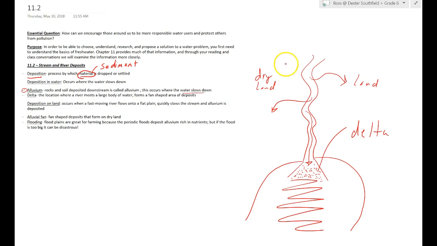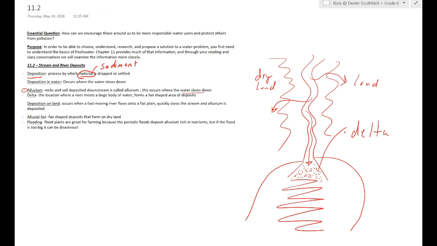This dry land area right next to it, that's in the floodplain, is actually really good farmland, because it will flood periodically. It's going to drop off a lot of that really rich dirt, and as that dirt gets dropped off, it becomes really, really good quality soil. That's why the Nile River has been great farmland on either side of the river for thousands of years, because the Nile will flood periodically, and that brings lots of really good soil onto the cropland next to the river.